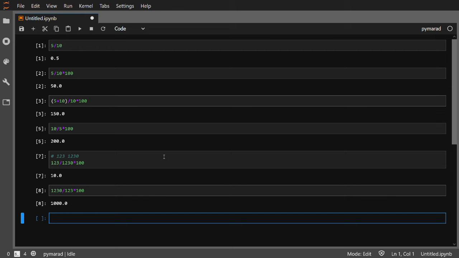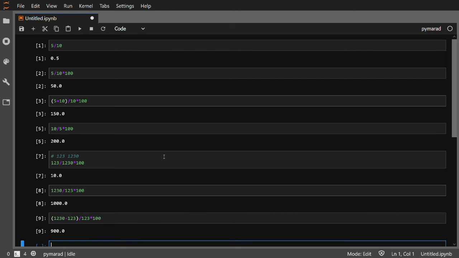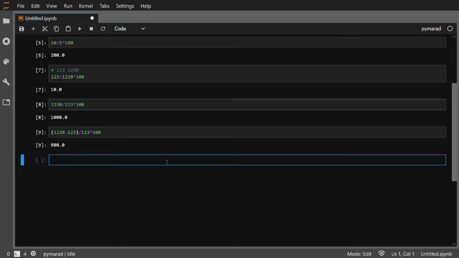Now another question. If you start from 123, how many percent do you need to add or grow in order to reach 1230? Basically, I need to compare the difference to the initial value. Yes, the initial value, which is always the denominator. So my difference is 1230 minus 123, and I want to compare it to the initial value 123, and on top of it I want it in percent, times 100, and I'm getting 900. So the necessary growth from 123 to 1230 is 900%.